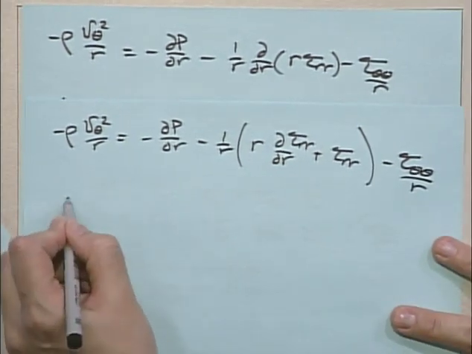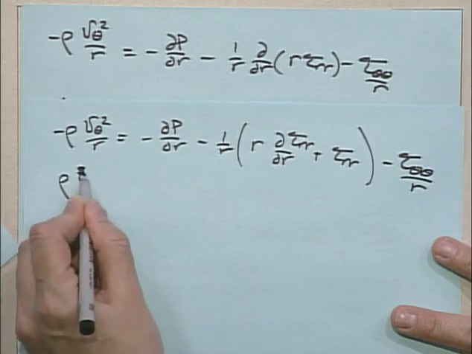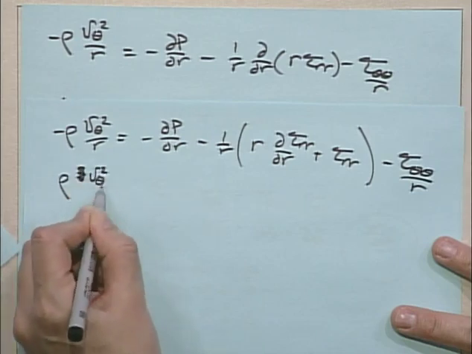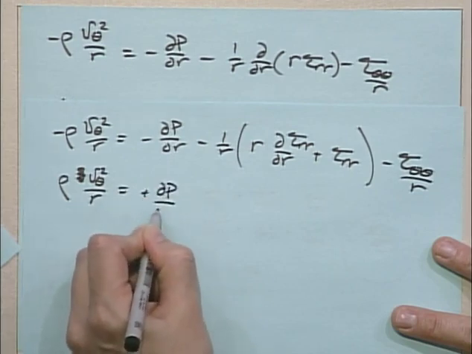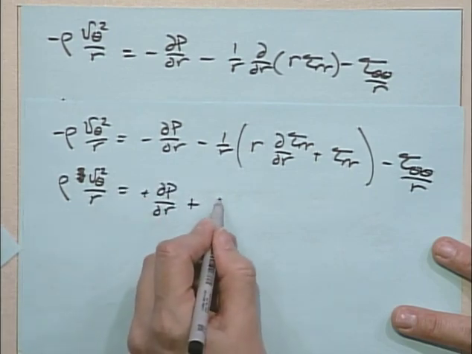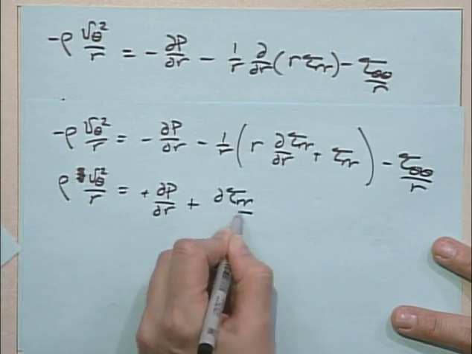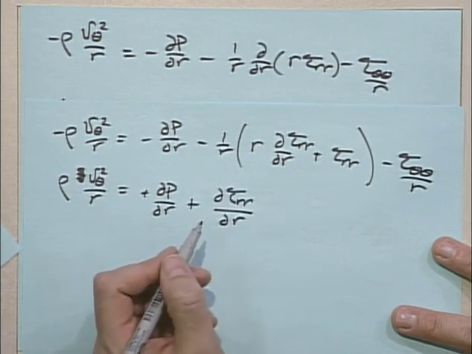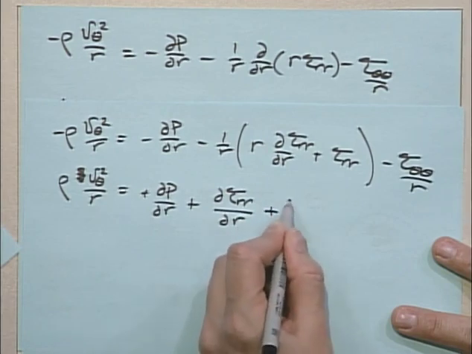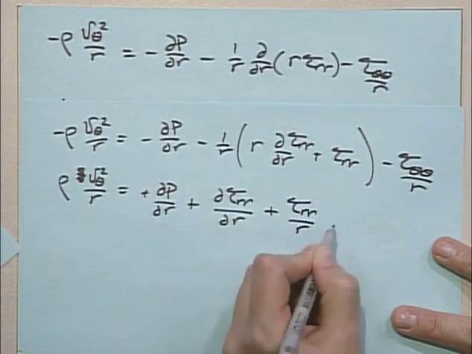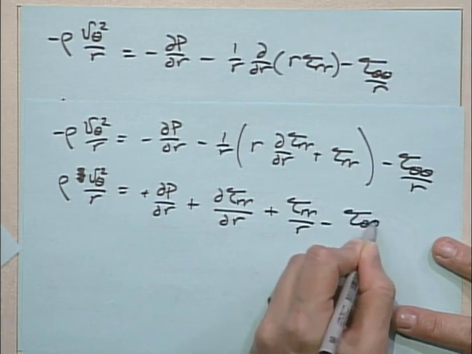Multiplying that out and getting rid of those minus signs: rho v theta squared over r equals plus dp dr plus d tau rr dr plus tau rr over r minus tau theta theta over r.